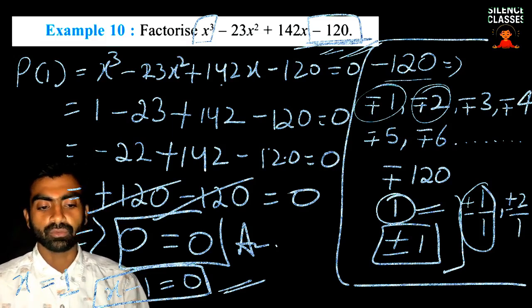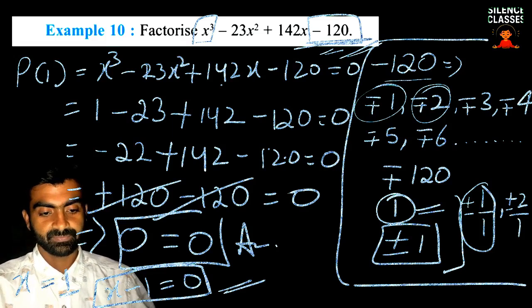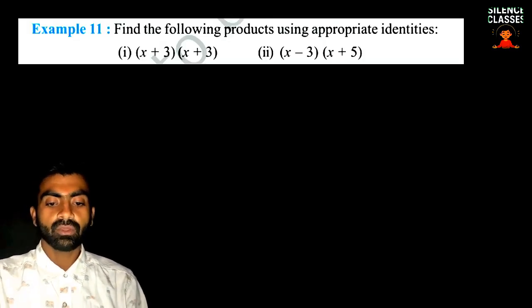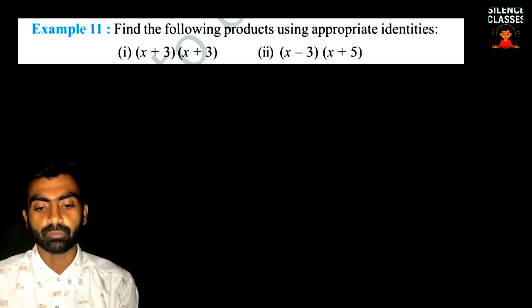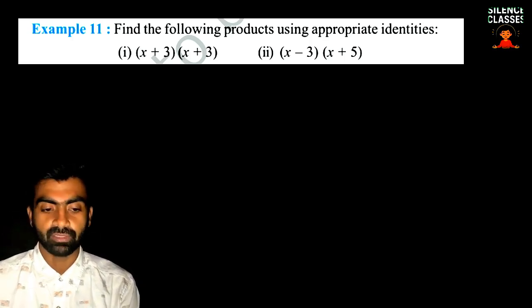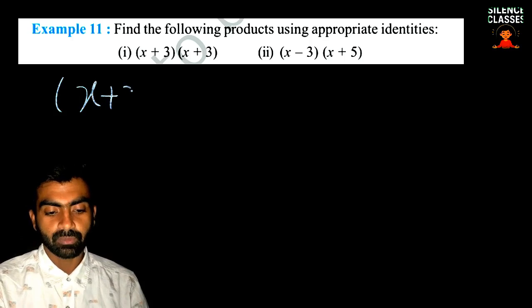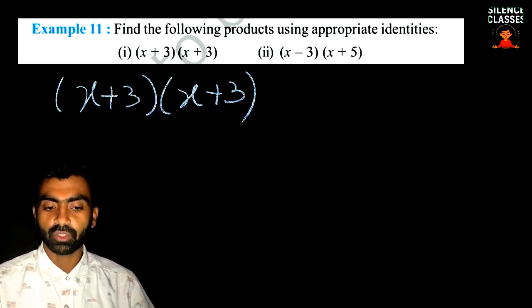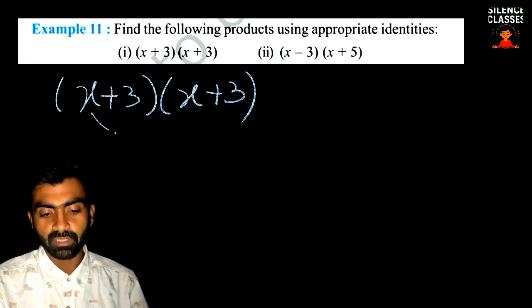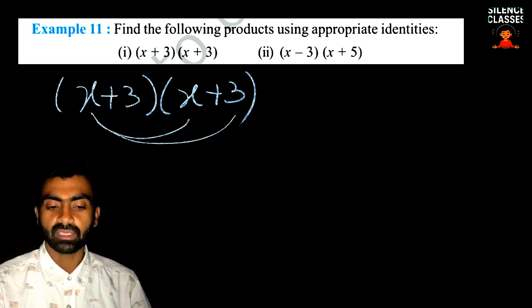Now let's move to the next part. Find the following products using the appropriate identities. Means we have to find the appropriate identities and we have to solve it. Over here x plus 3 is here and x plus 3 is here. So what is the property over here? That we have to multiply this by this and this by this, okay, and we have to solve it.